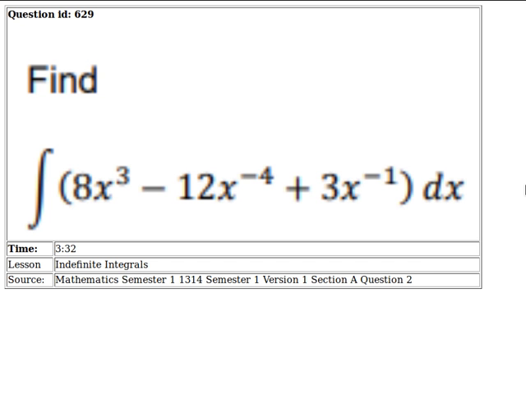Integration. Is it antiderivative? Yeah, make sure you don't forget that. Can I see?